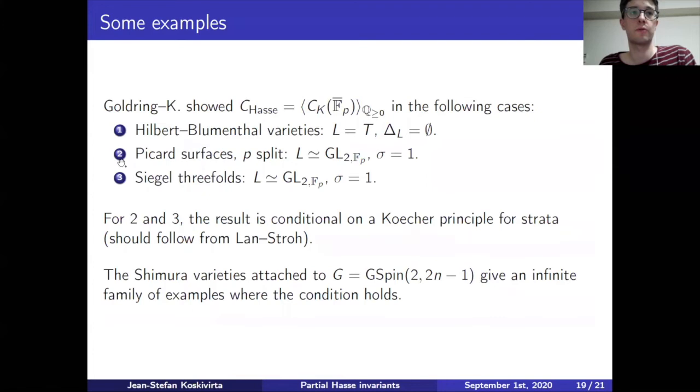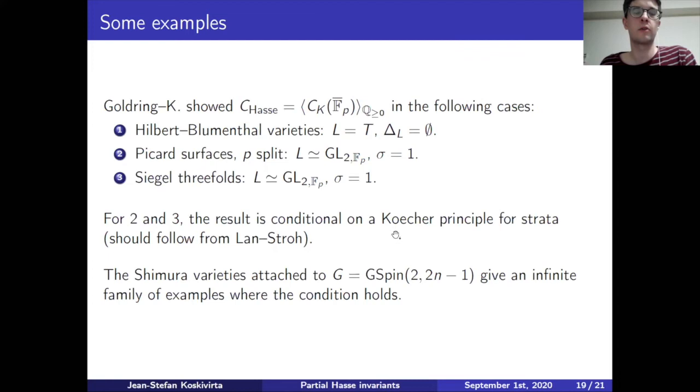But I should note that for 2 and 3, the result is conditional on a Künneth principle for strata, which should follow from a result of Lan and Stroh. But what we actually prove is a similar result for schemes that satisfy a Künneth principle. Any scheme that satisfies this kind of property will give this kind of results, but we don't know if Shimura varieties do satisfy it. But I think it should follow from Scholze's paper.